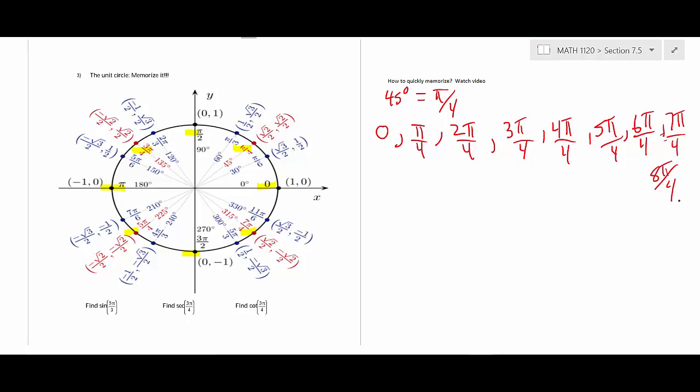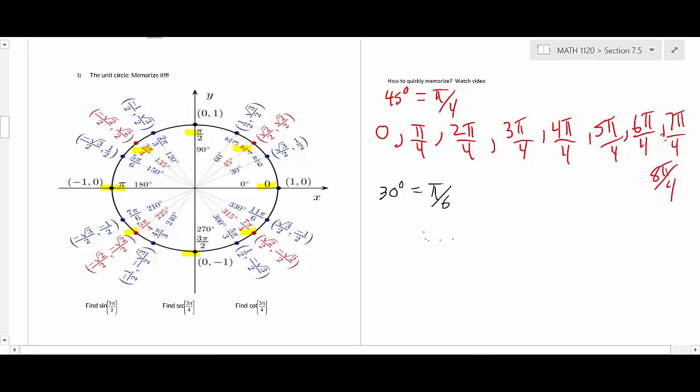Now what you can do is count by 30s if you want to. You can count by 30s all the way around the circle, but I like to get the 45s out of the way first. Now we're going to count by 30s. Let me show you how this goes. 30 degrees is pi over 6. You either remember that or you figure it out by converting it to radians.